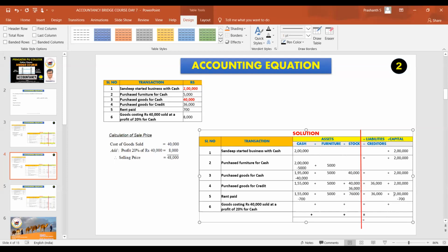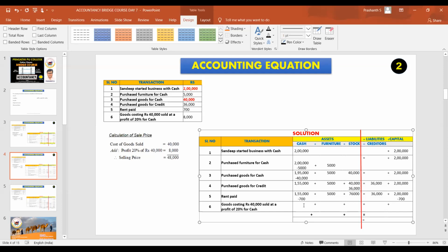Now you should understand. You know where to put the assets, right? Cash, furniture, stock and all. But you should know where to put the expenses and profits. See, expenses will come on capital only. So 2 lakhs minus 700, because out of 2 lakhs, 700 is gone. It will not come back to us. So that's why it should be minus 700. That is the logic. And come to the left hand side.